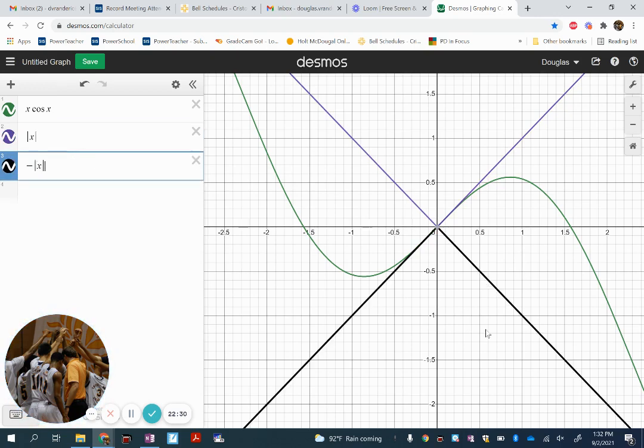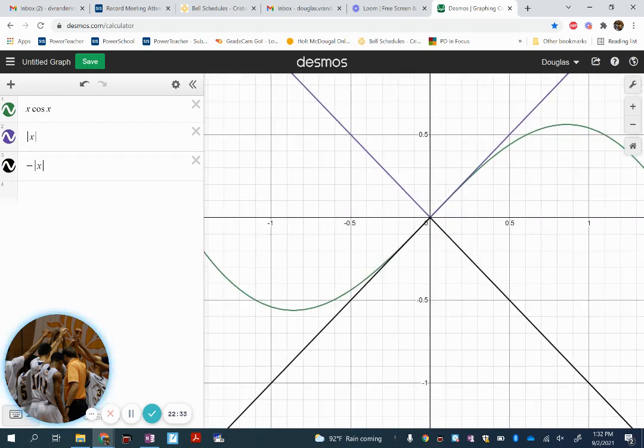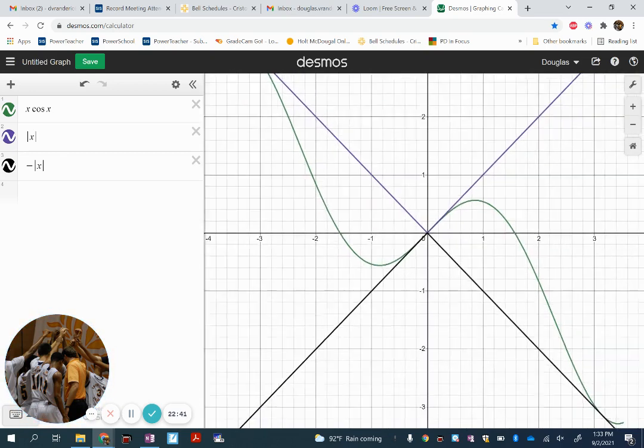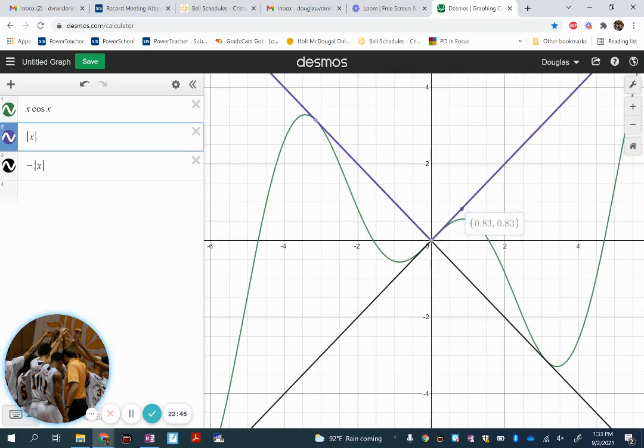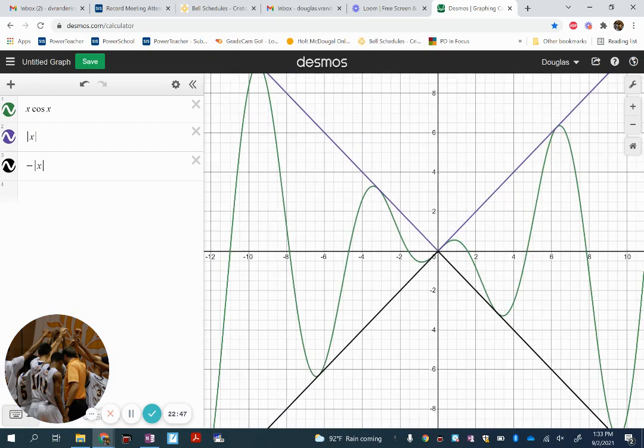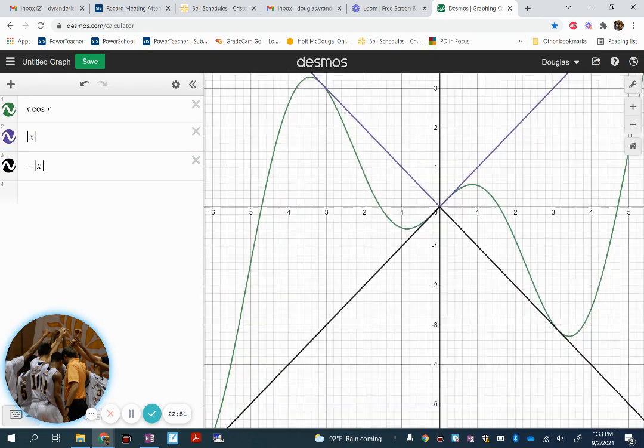Okay? So if you look, I'll zoom in. If you look at my black and my purple V's, I chose those because, I'll zoom out, the green one is never going to be past the purple or the black. If I keep going, you'll see it never goes past the purple or the black. All right, so they are both above and below our function.